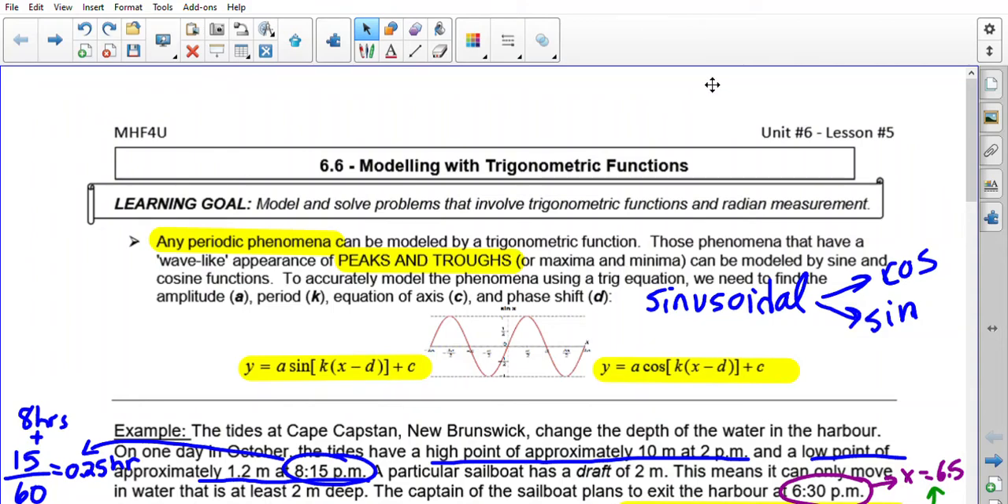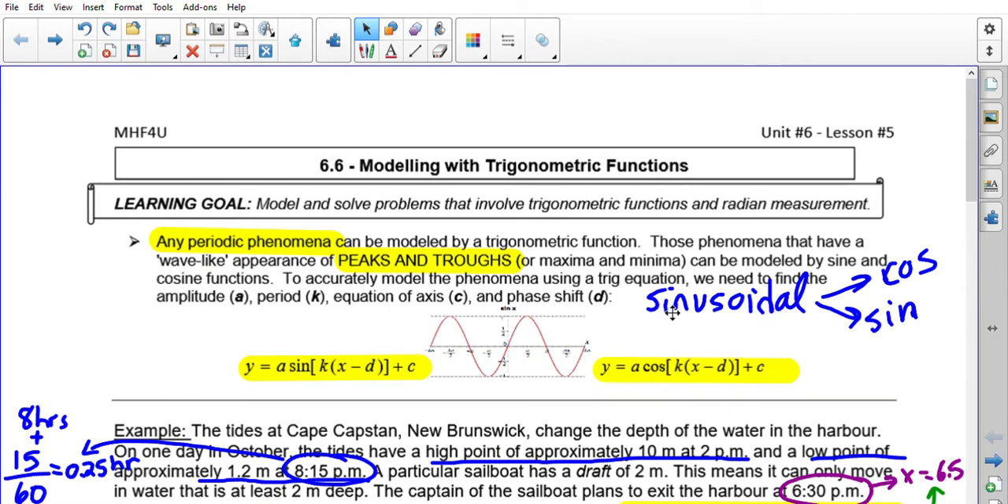Hello class. Today we are going to go over Unit 6, Lesson number 5, 6.6 Modeling with Trig Functions. So it's going to be similar to the lessons we've done before. We're just going into more complex word problems, but all the same steps. All of the word problems should represent periodic phenomena. So that means there's wave-like appearances with peaks and troughs, so max and mins. We call these kind of shapes sinusoidal.